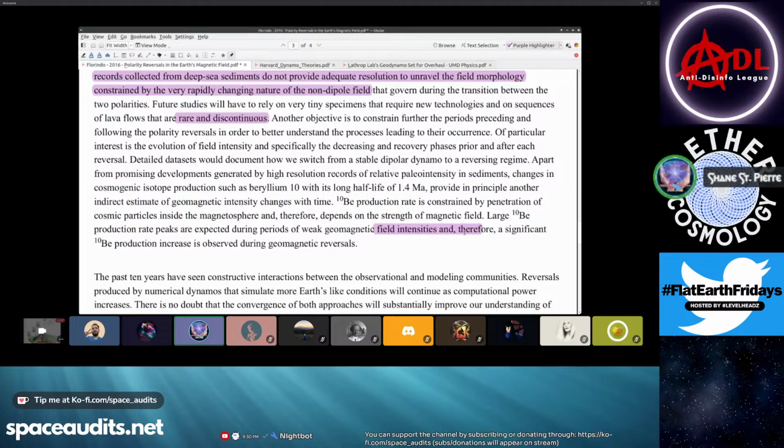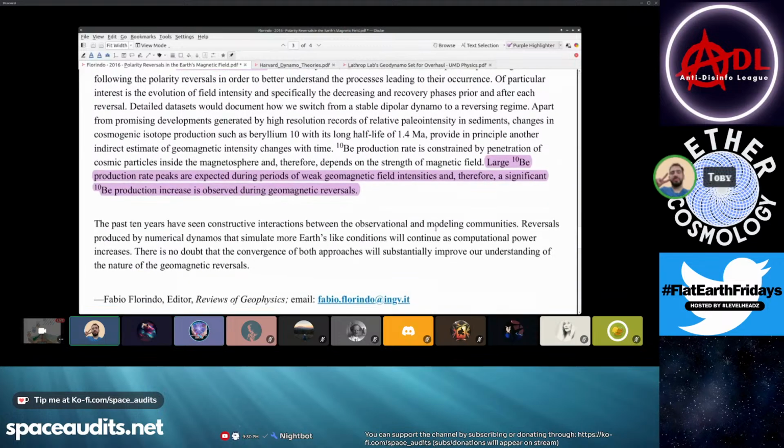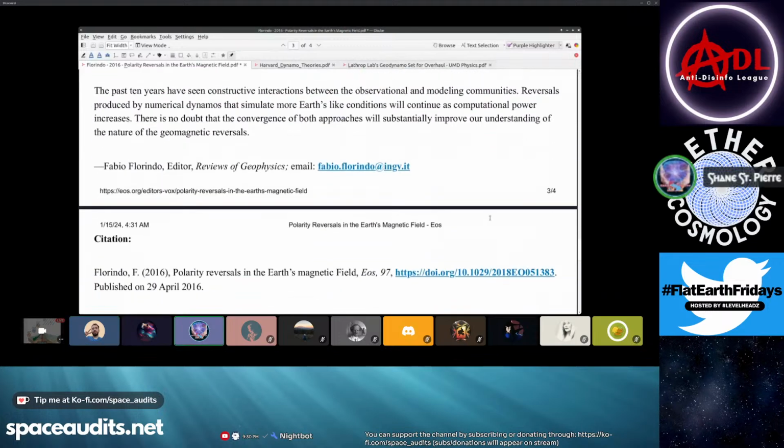Boom. Didn't they say they modeled it? They found it by modeling it or whatever? Yeah, but then the beryllium 10 production rates agreed. I see. Right. I missed that part. Oh, you're absolutely right.